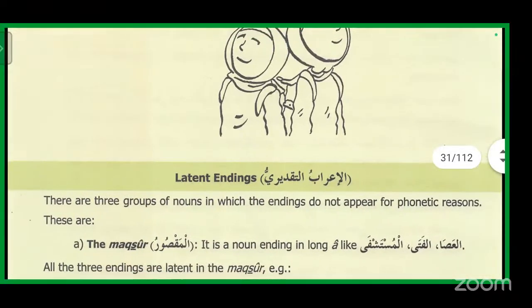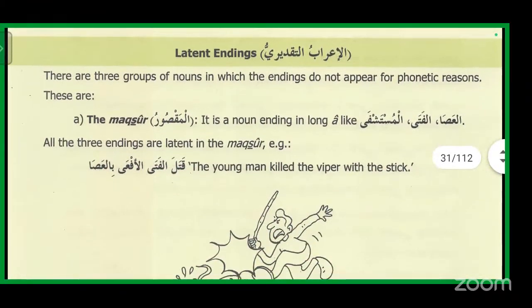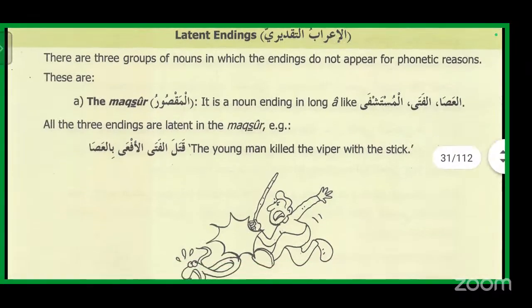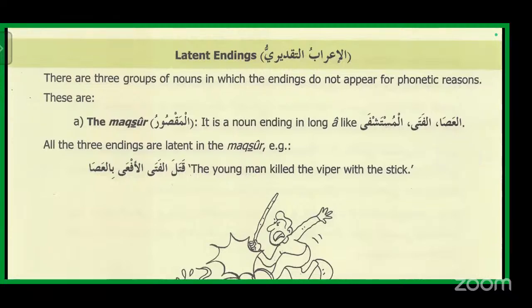Latent endings, al-i'rab at-taqdiri. There are three groups of nouns in which the endings do not appear for phonetic reasons. The first category is the maqsur. It is a noun ending in long a, like al-asa, al-fata, al-mustashfa. All three endings are latent in the maqsur.